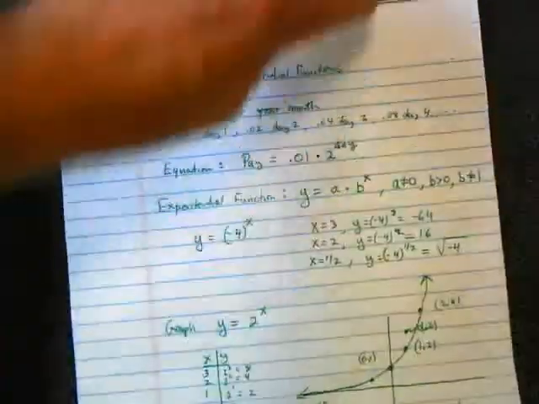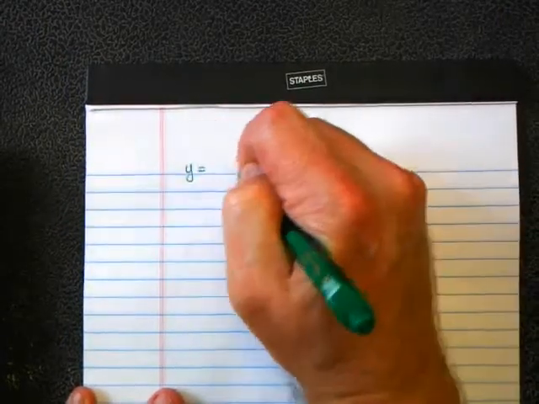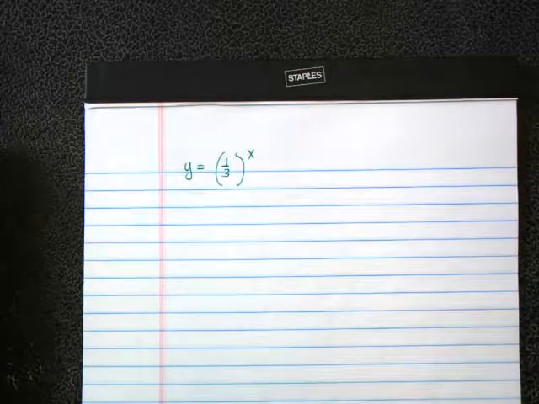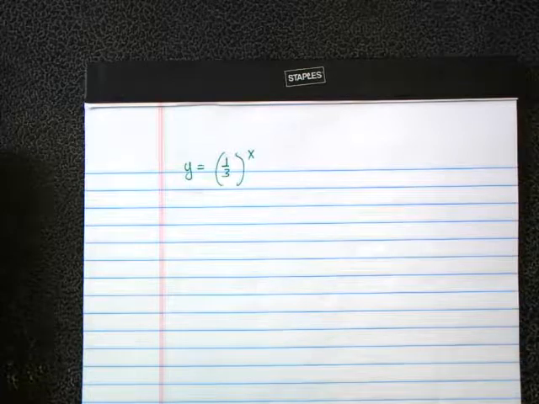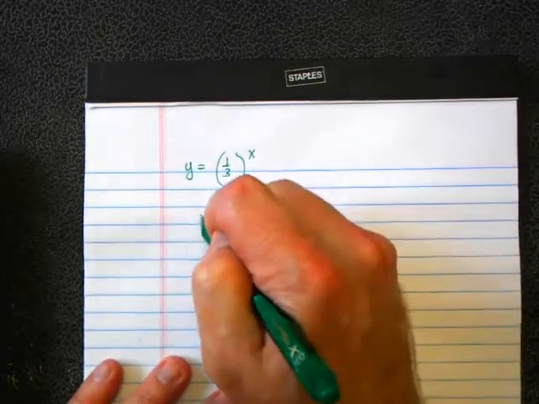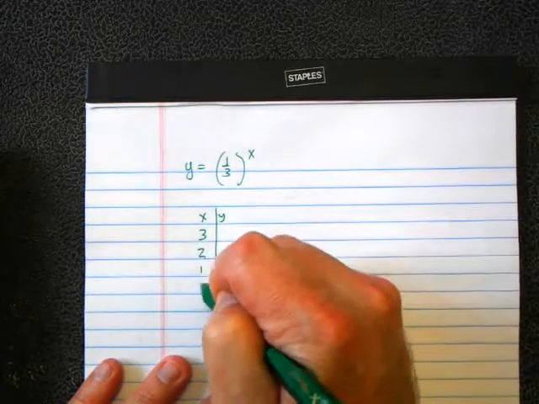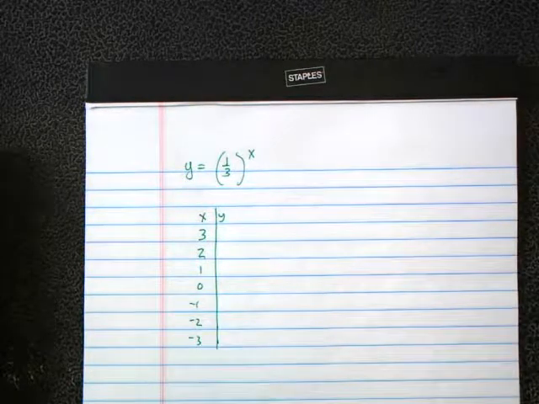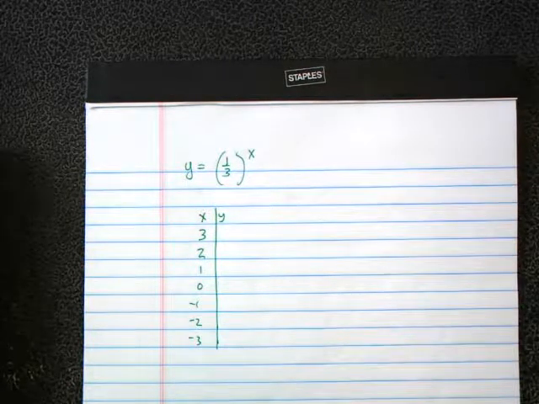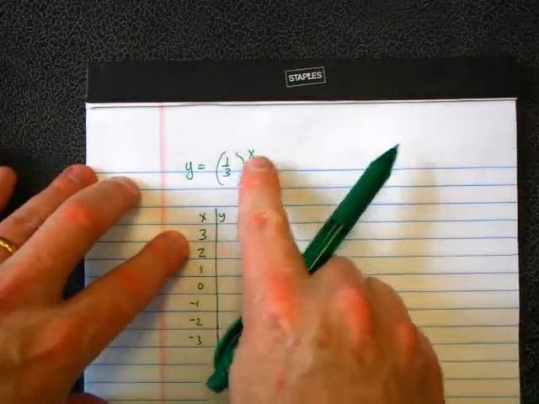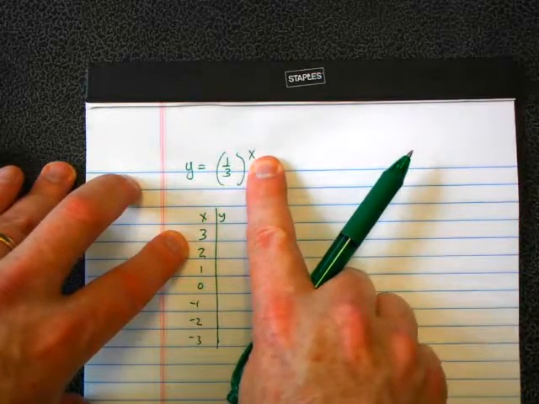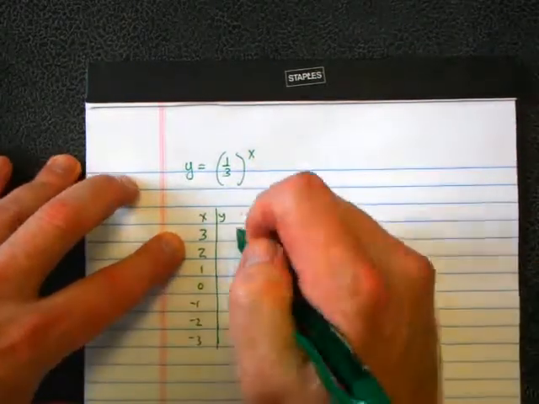All right, so how about y equals (1/3) to the x? Same deal. I'm going to build myself a little table. I'm going to plug in 3 and 2 and 1 and 0 and -1 and -2 and -3. It would be a backward version of the graph. You're right. So what happens when we plug in 3? What's 1/3 cubed? 1/3 times 1/3 times 1/3, which is 1/27.